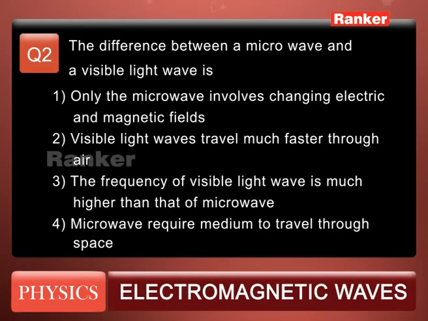Question number 2. The difference between a microwave and a visible light wave is. The first option, only the microwave involves changing electric and magnetic field. Second option, visible light waves travel much faster through air. Third option, the frequency of visible light wave is much higher than that of the microwave. And the fourth option, microwave requires medium to travel through space.